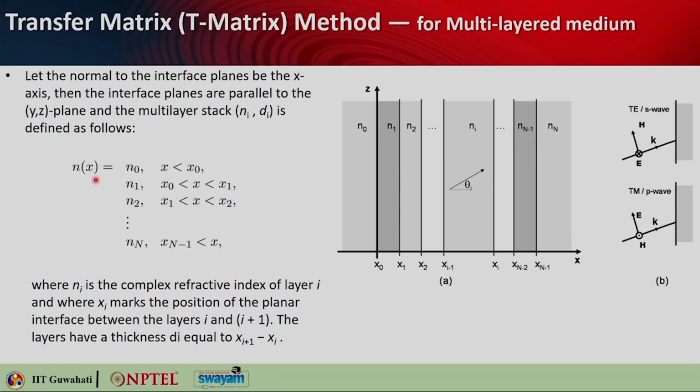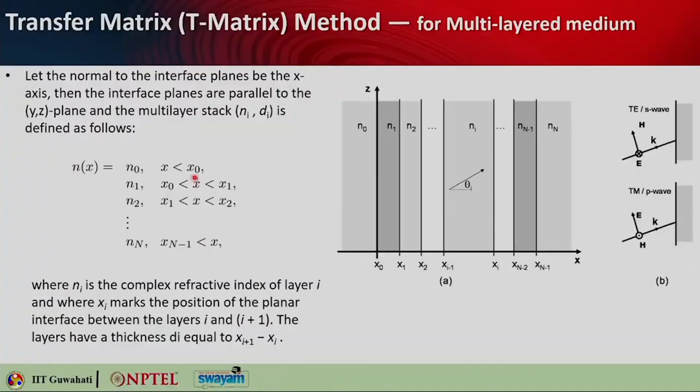So we write n(x) equals n naught for the region where x is less than x naught. It means before x naught the material always has refractive index n0. Then between x0 and x1, the material property is different, with a refractive index of n1. So this is n(x). It means the permittivity of this multi-layer structure is a function of x, and it changes discretely in different steps.